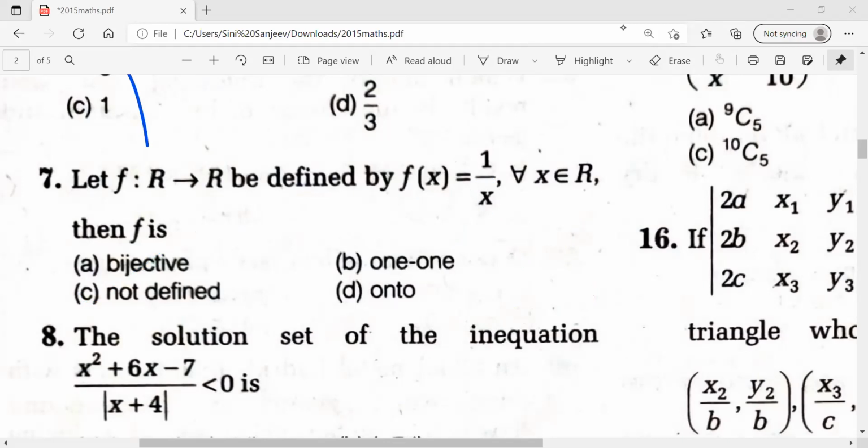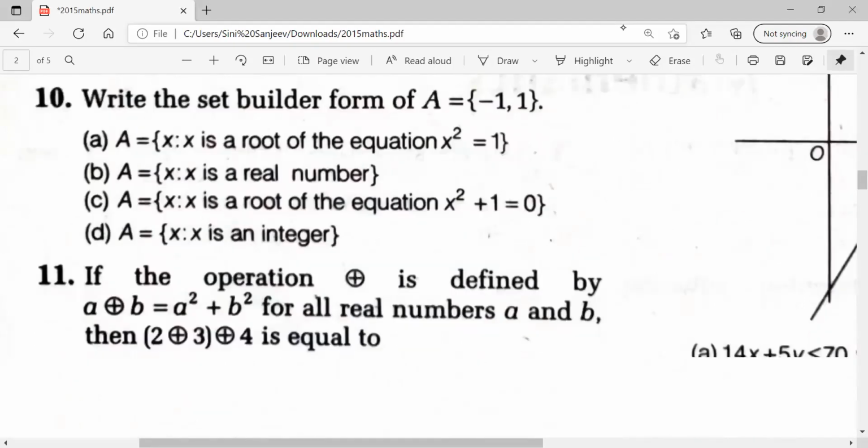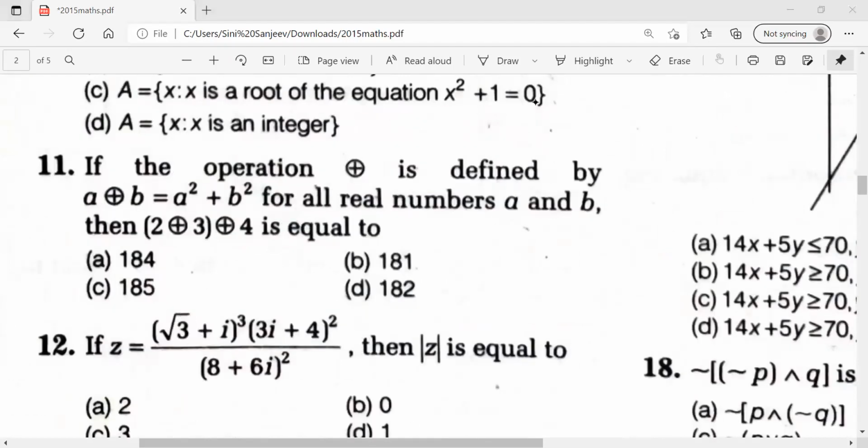Okay, now let me go to the 11th question. That is a kind of important one. Let me go to the 11th question now. If the operation exclusive is defined by what? They have given the operation, this exclusive symbol.